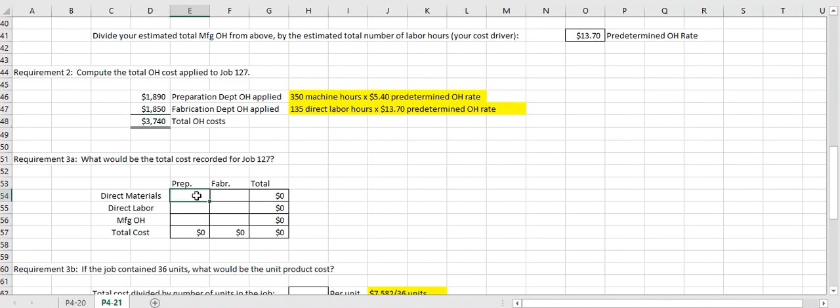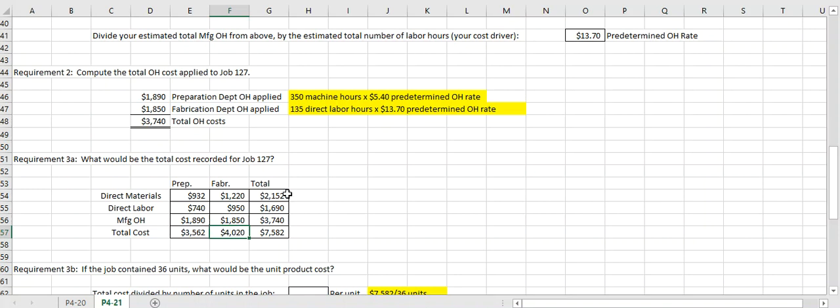So for preparation, direct materials was $932, direct labor was $740, and for fabrication, $1,220 and $950 for direct labor. So no calculations involved there. Our manufacturing overhead, we actually have to do calculations, but thankfully we've already done those. We did those in requirement 2. So we're just going to take these amounts from requirement 2 and carry them down to requirement 3. So preparation overhead was $1,890. And our fabrication overhead up here was $1,850.